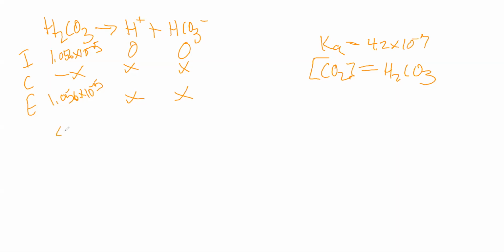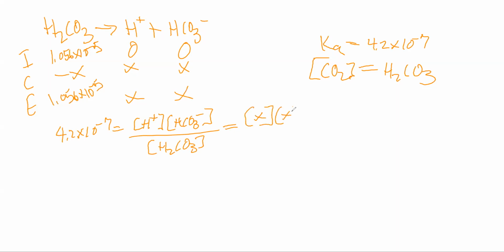So that means that 4.2 times 10 to the minus 7 equals H plus times HCO3 minus over H2CO3, which is the same as us saying x times x over 1.056 times 10 to the minus 5 minus x. And so then we can solve for the quadratic.